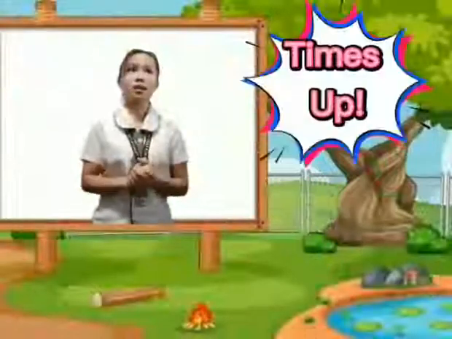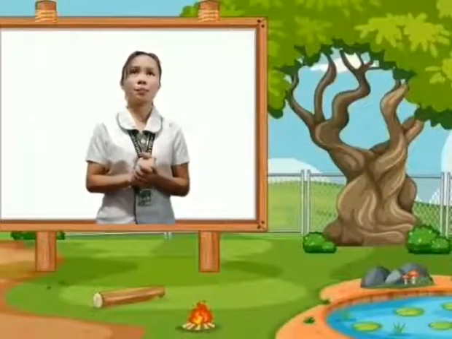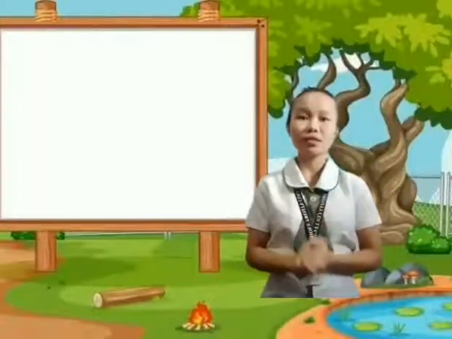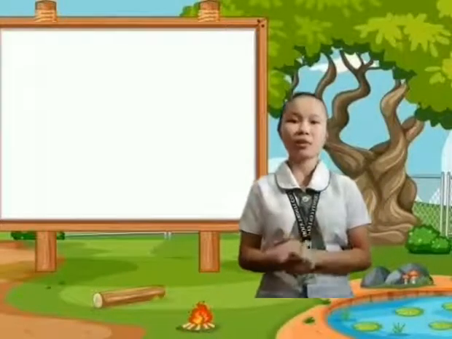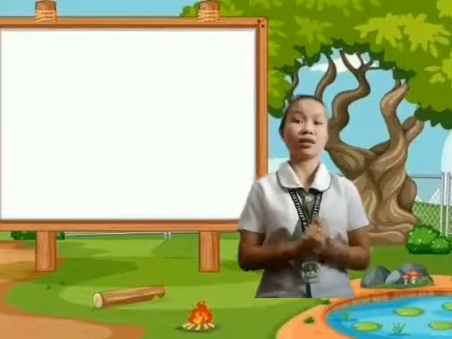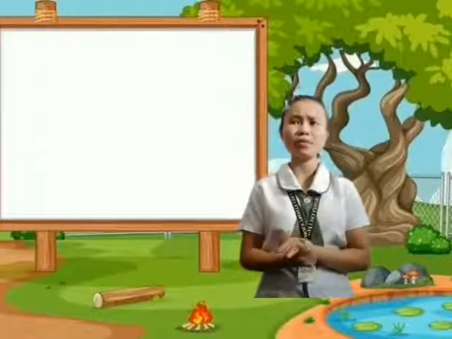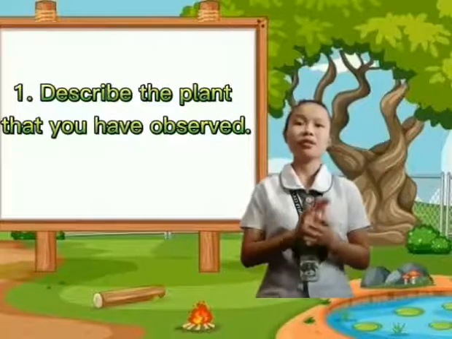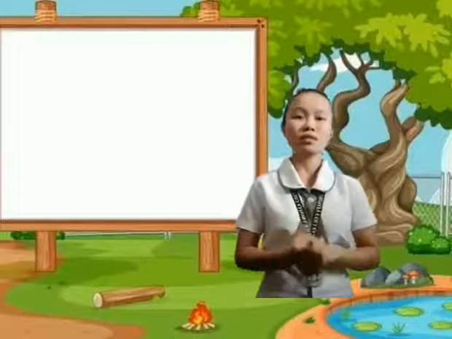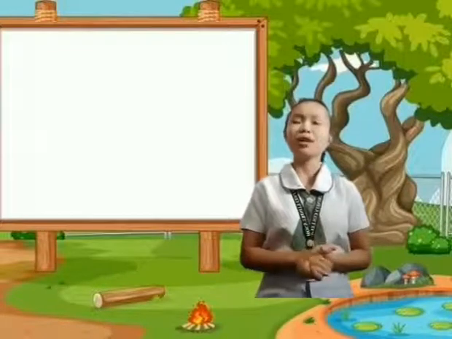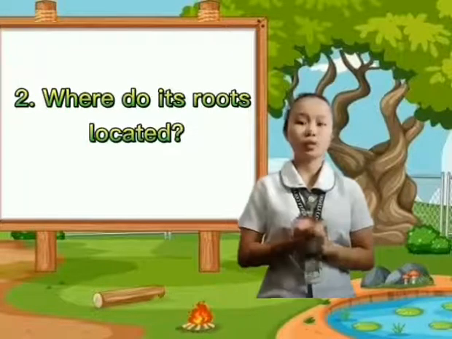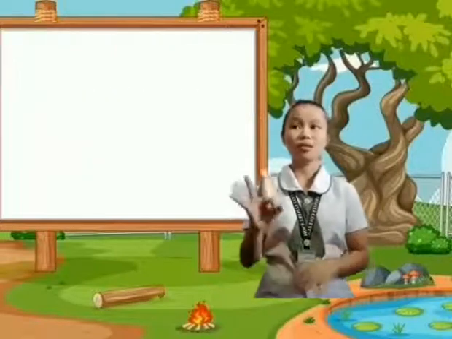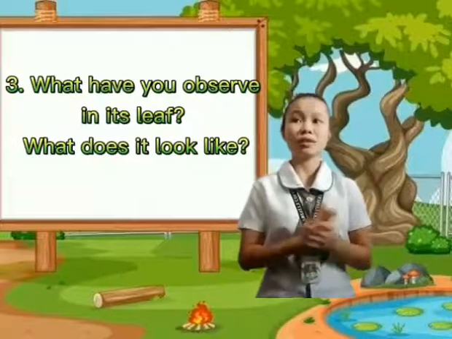Okay class, time's up. We will go back to the classroom. Based on your observations, answer the following questions and write your answers in the materials provided. First question: describe the plant that you have observed. Does it have roots, leaves, stem, and flower? Does it smell good or bad? The second one, where are its roots located? And the third one, what have you observed in its leaf?